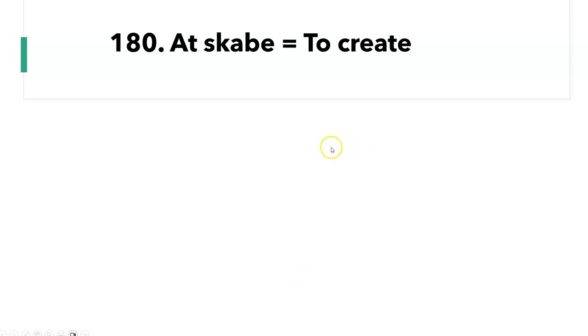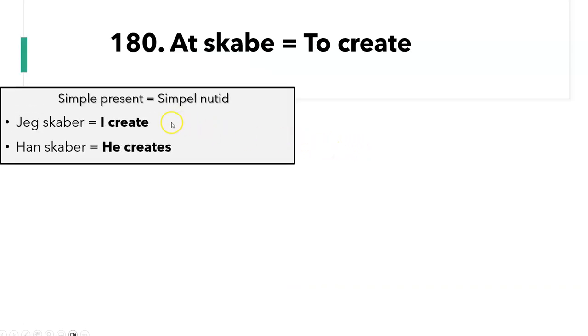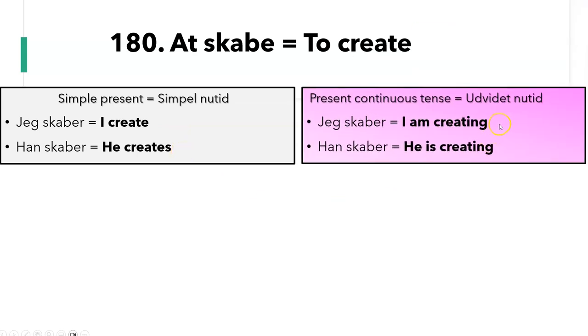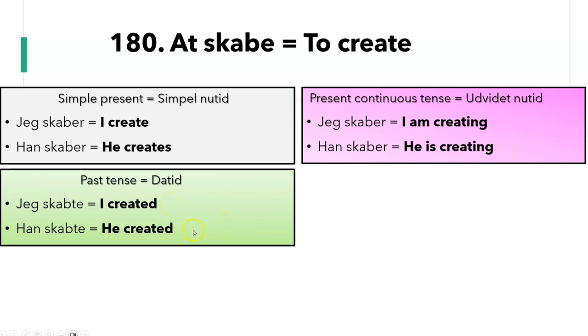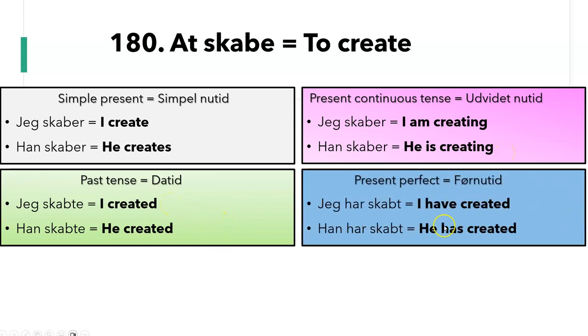To create. I create, he creates. I am creating, he is creating. I created, he created. I have created, he has created.